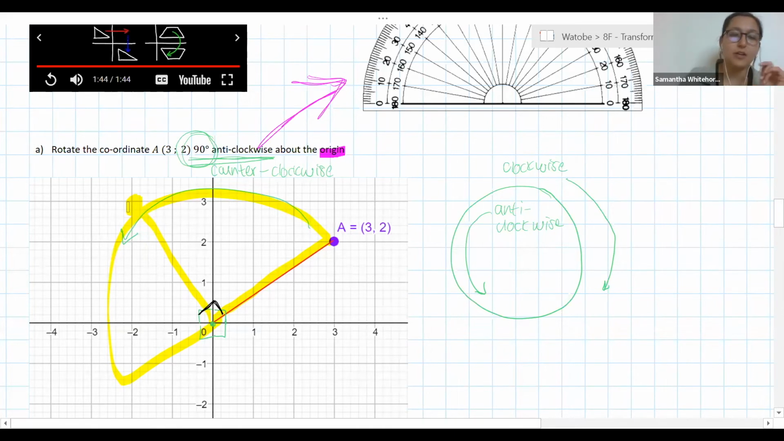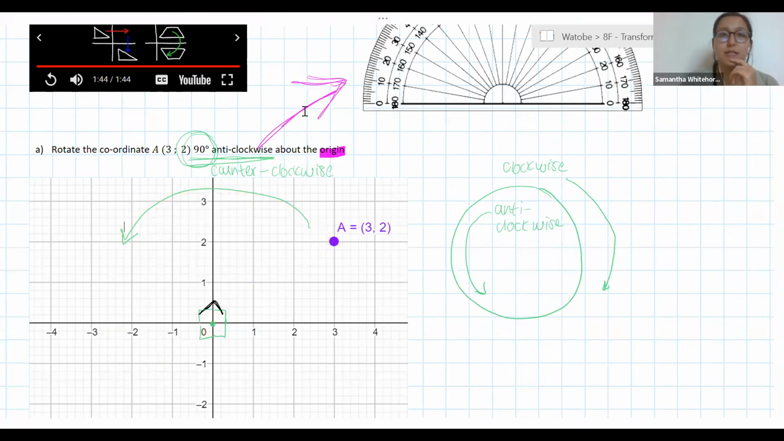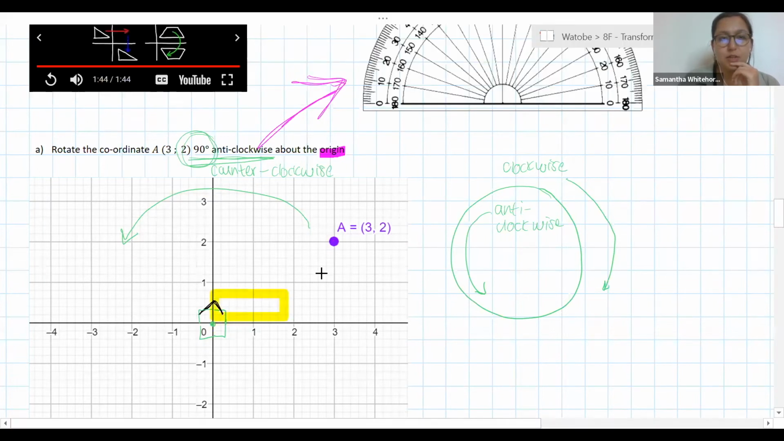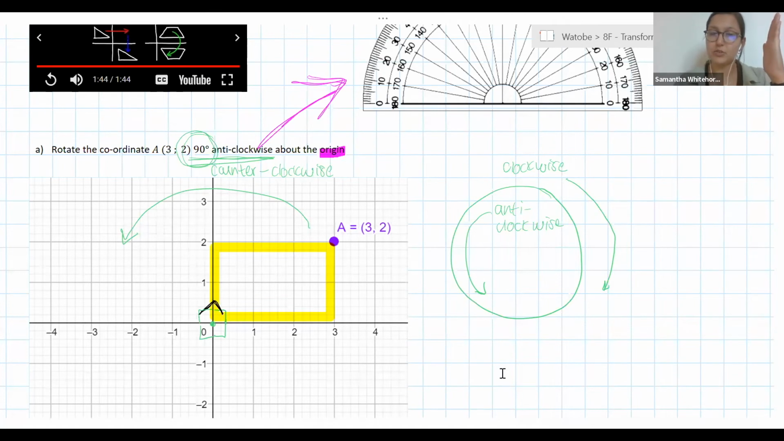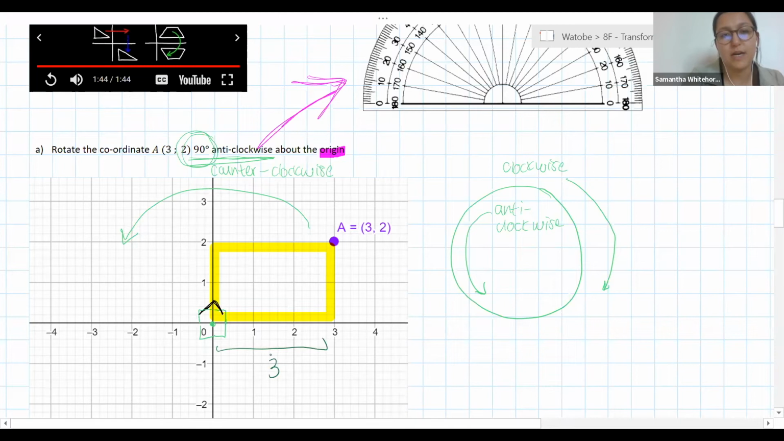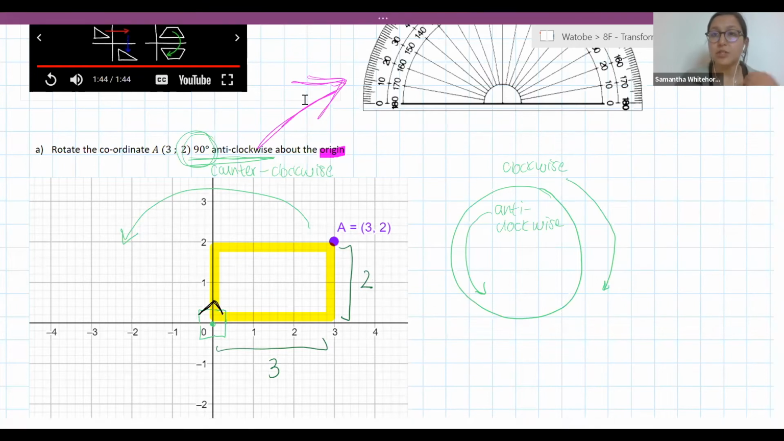Okay. Now, I don't like that because I find protractors are hard to use. So what I would do is I would imagine a rectangle from my origin to my coordinate that I'm wanting to rotate. And the reason I'm saying imagine a rectangle is because if you flip a rectangle that's lying on its side straight up, you've actually flipped it 90 degrees. And so now if I know I need to rotate this rectangle, I can see that this rectangle is 3 units wide and 2 units high. I'm not making the rectangle bigger or smaller. I am just taking it from lying flat to lying upright.